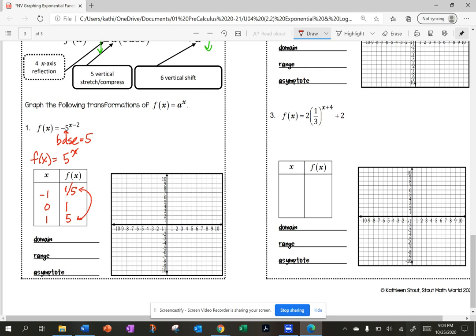So I'm going to plot my parent function. I'm going to plot my three points: at -1, 1/5; at 0, 1; and at 1, 5. Okay, so I'm going to graph these, and I know I have a horizontal asymptote on the x-axis. Okay, so here's my parent function.